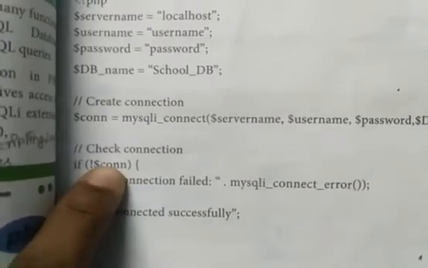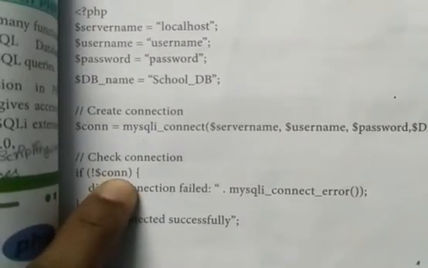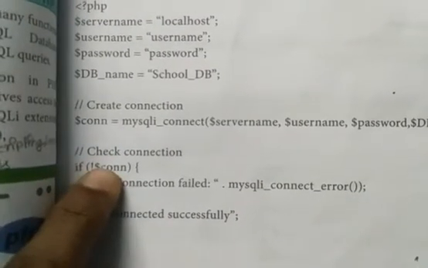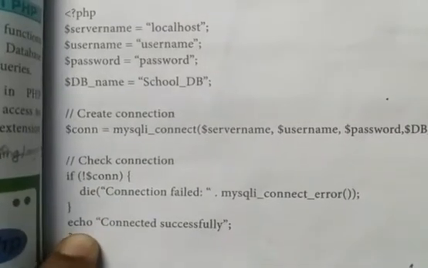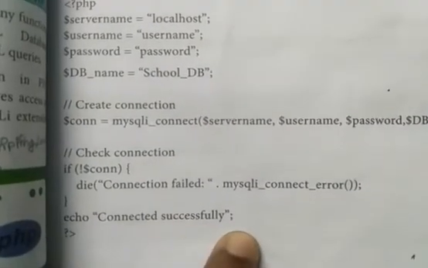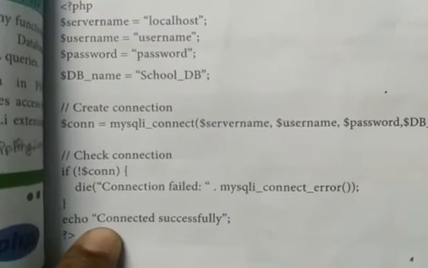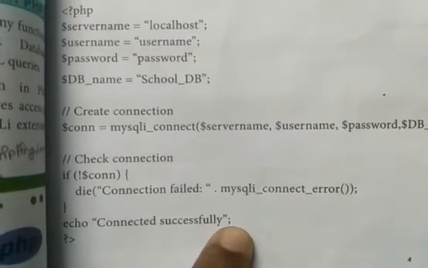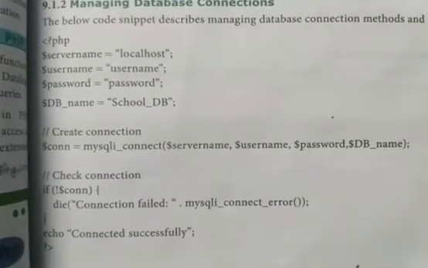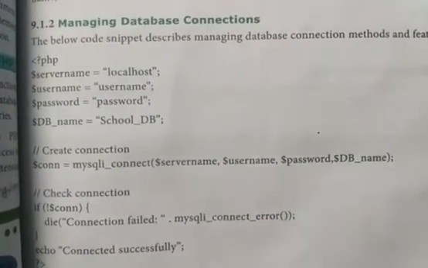That is what is written. If the connection is not false, the connection is established, then what do we have to print? Echo connected successfully. So what output will be displayed on the screen? Connected successfully. So this is a PHP program which is used to get connected with the database.